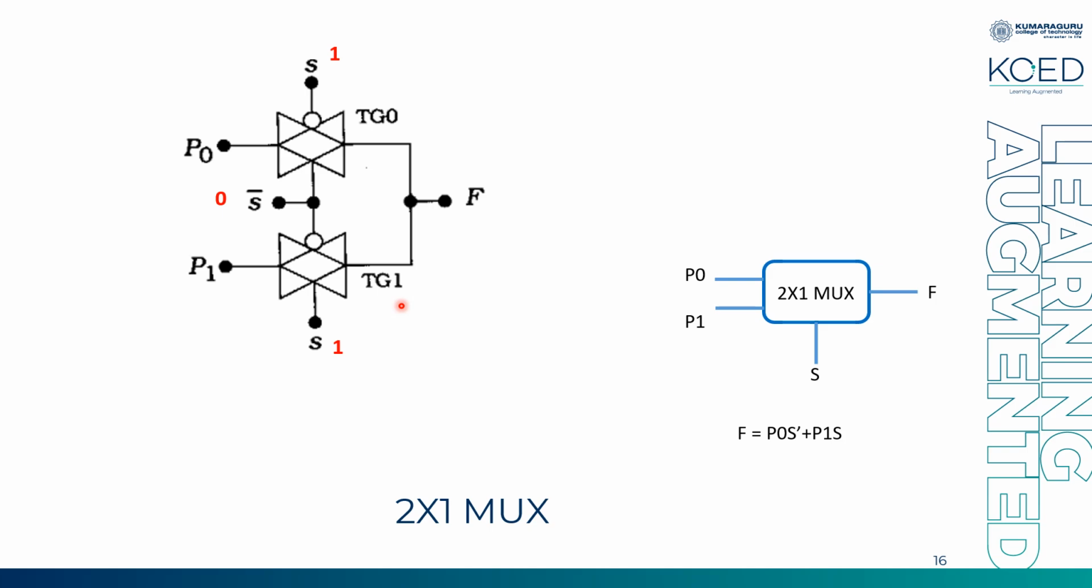Which transmission gate will have a path now? If S is 1, you can see the bubble. The bubble represents your PMOS; without a bubble, it is called NMOS. So 1 given to NMOS will make NMOS on, and 0 given to PMOS will make PMOS on. But you can see in this case, 1 given to PMOS is off condition, 0 given to NMOS is off condition. So this transmission gate will turn on, and you have a path for P1 to go across this transmission gate to F.